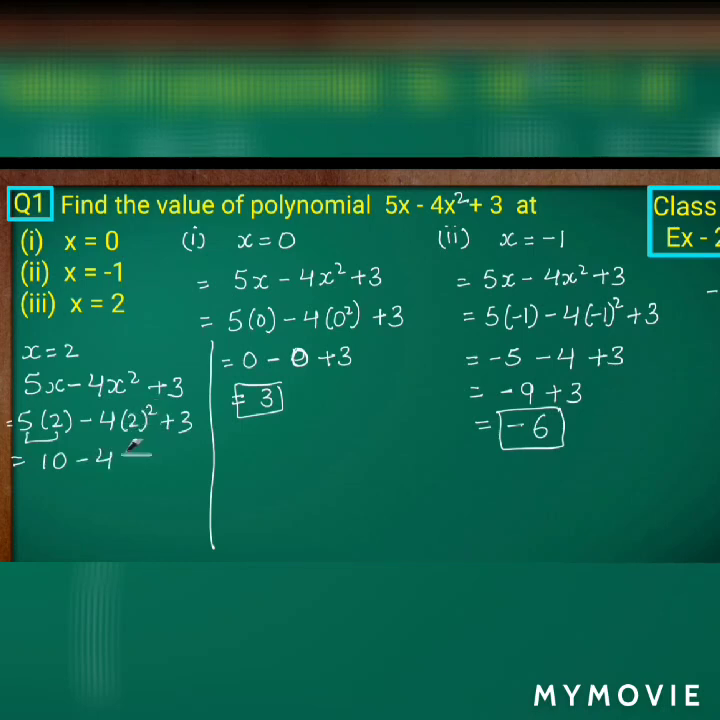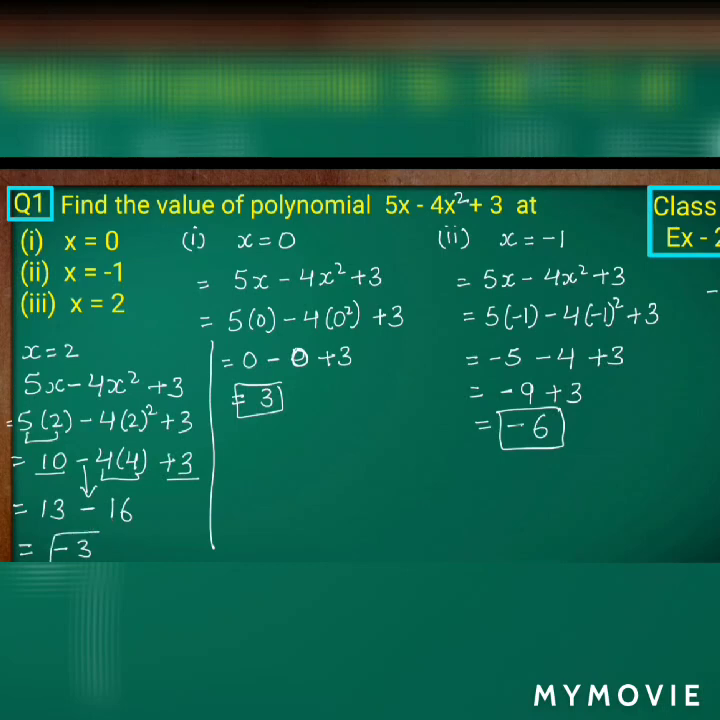2 square is 4. 4 into 4 we will get, isn't it? 4 into 4, that is 4 4s, plus 3. So if you observe, I am taking the positive values here. 10 plus 3 is 13 minus 16. 4 4s are 16, isn't it? So one plus and one minus is there, which means again we have to do subtraction. Obviously 13 minus 16 will become minus 3. Since 16 is the highest value and which is having minus sign, we will get minus 3. So we got the value of p of 2, which is equal to minus 3.